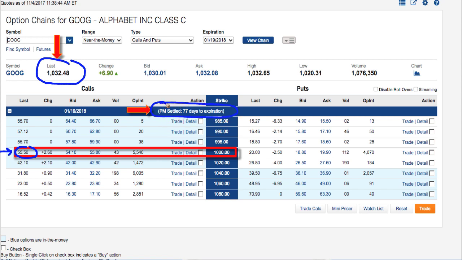77 days. So I can control Google for 77 days. Now, you may be thinking, big deal. Well, I'm going to show you big deal. Let's talk about it and do a side-by-side comparison.